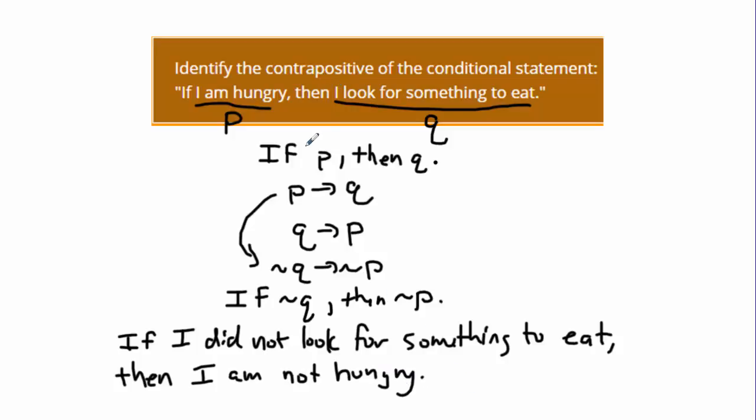So that's the contrapositive. You take your conditional, you switch the hypothesis with the conclusion, and then you do the negation of each one, and that will give you your new conditional statement, which is if I did not look for something to eat, then I am not hungry.